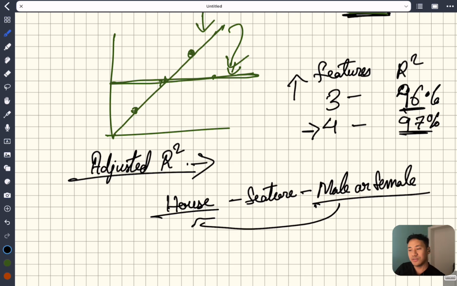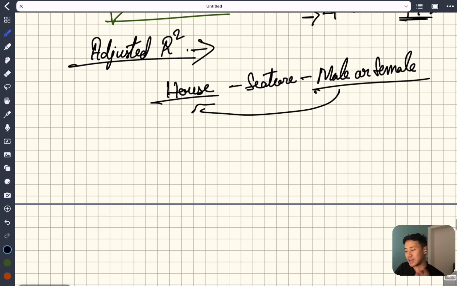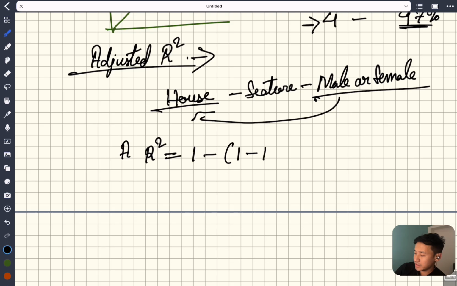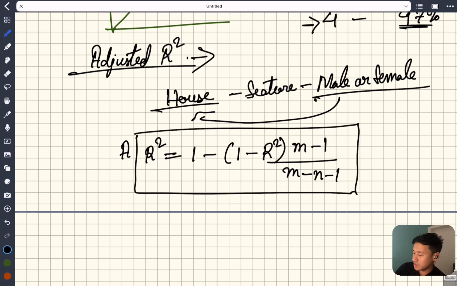So for that reason we have something called adjusted r square. The purpose of adjusted r square is to have a better selection of features, whether a feature is useful or contributing in getting a better best fit line. That is the whole point. So let's write down the adjusted r square formula. The formula is 1 minus (1 minus r square)(m minus 1)/(m minus n minus 1). This is the formula of adjusted r square. Here m is the number of data points and n is the number of features.